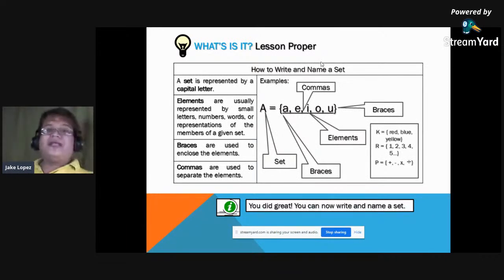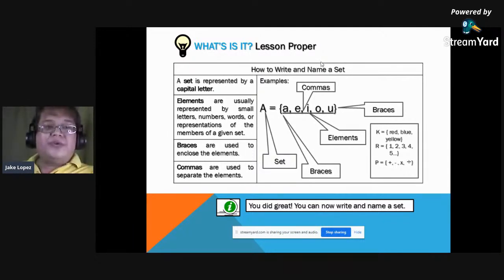Okay, so how to write and name a set? One, a set is represented by a capital letter. So pag makakita niyo malaking letter A, actually we can use the alphabets A to Z. So pag malaki siya, meaning it is a set. Malaki or capital letter siya, it is a set.